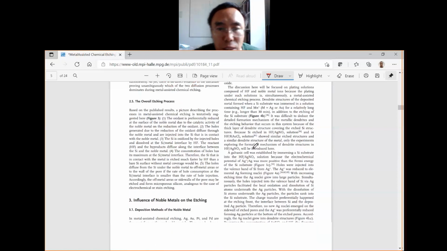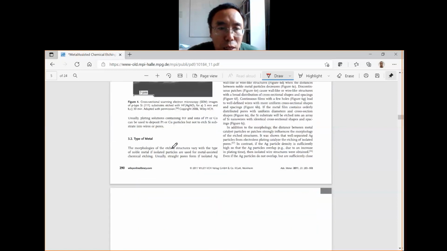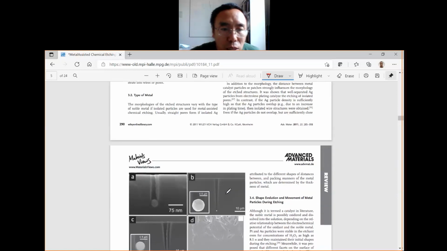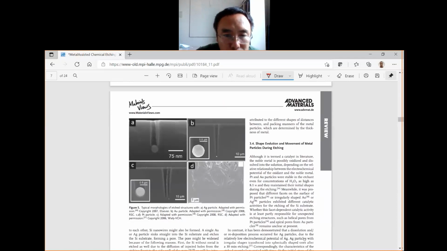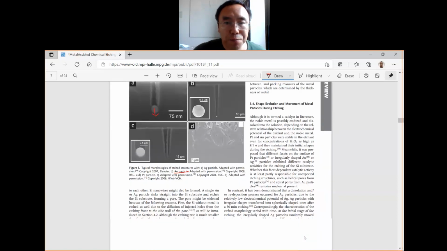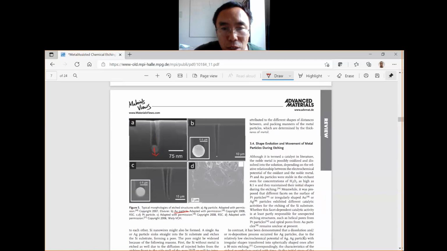As you can see here, look at this one. This one here should be gold. Yes, this is a gold particle. You see the gold particle sink into the silicon during the etching process. Because this one is also gold. It's really deep, very, very deep.